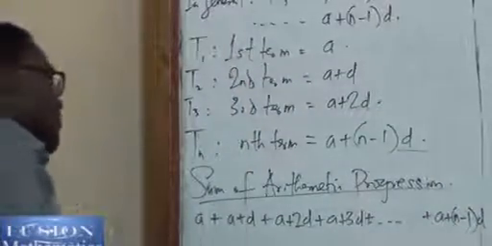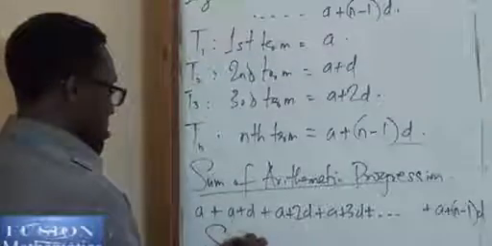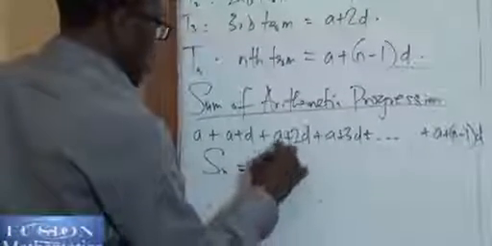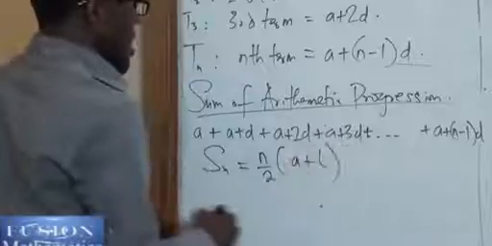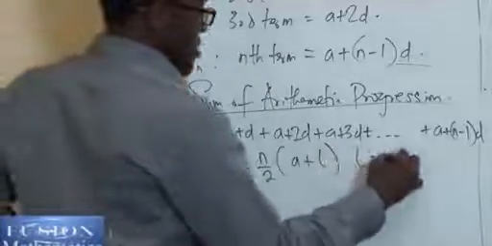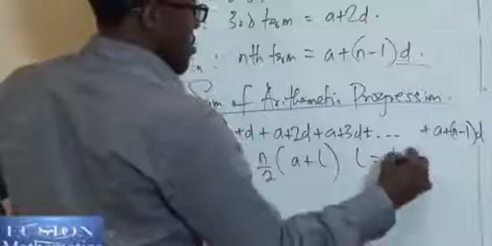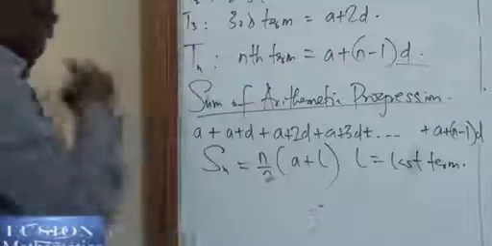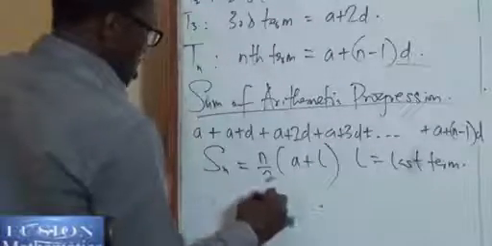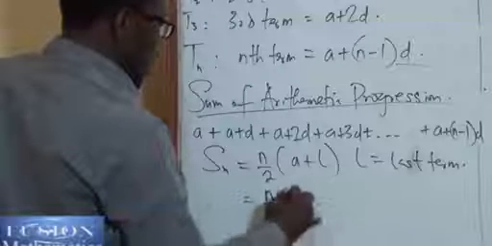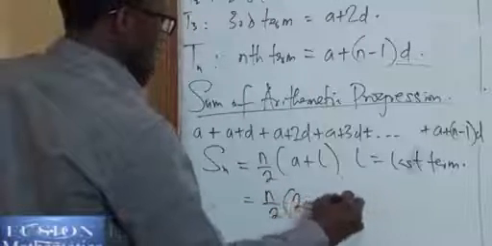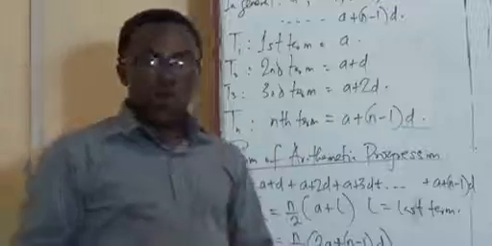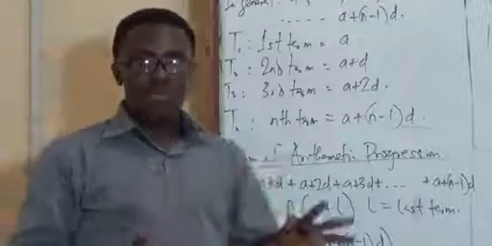Now, the formula for finding this sum, let's call it Sn, is equal to n over 2 bracket A plus L, L representing the last term. But we also have a second formula in case the last term is not given. It is n over 2 bracket 2A plus N minus 1D. So these are the formulas that will help us to solve problems in arithmetic progression.